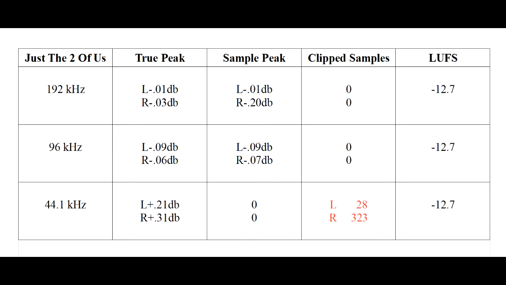And so the 192, you can see left and right minus 1/100th of a dB and minus 3/100ths on the true peak intersample, and then the sample peaks are minus 1/100th on the left, and on the right minus 2/10 dB.